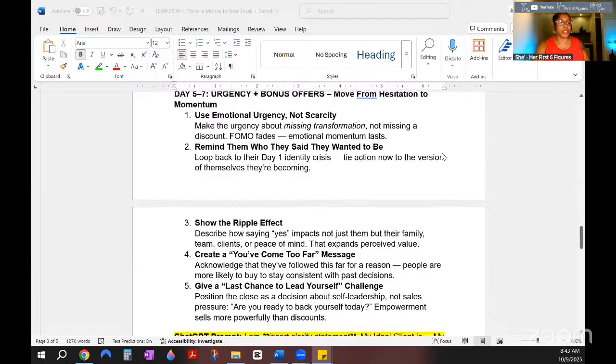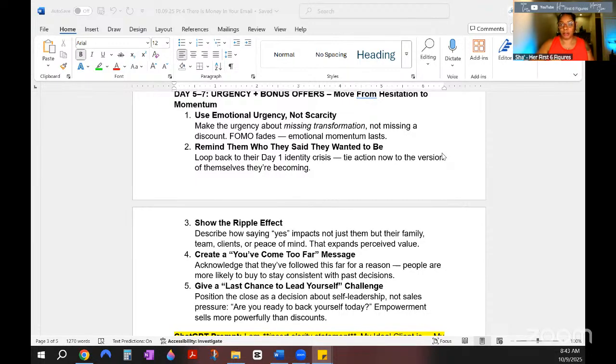The first strategy, use emotional urgency. Not necessarily scarcity by itself, but emotional urgency. So make the urgency about missing the transformation, not about missing a discount. The FOMO will fade, but emotional momentum lasts longer. So don't leave the focus as, this bonus disappears, or get it now while you get this bonus. That's true. Add that in there, but focus on they're going to miss out on this transformation.